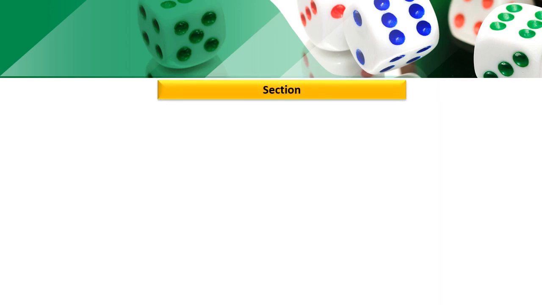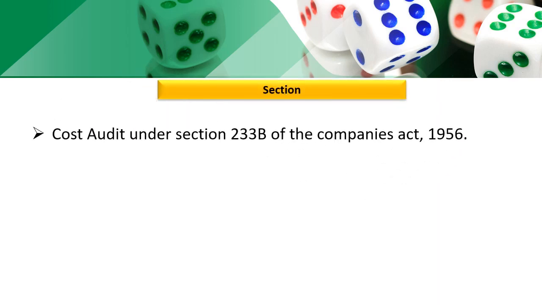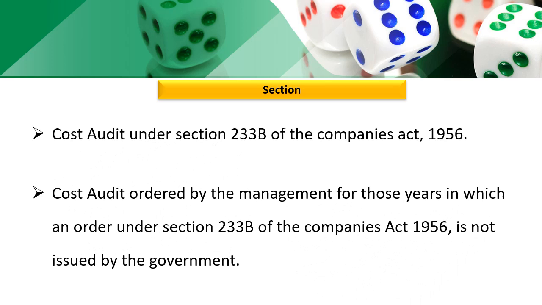Now let us move towards the section of cost audit. Cost audit is undertaken under section 233B of Companies Act 1956, and cost audit can be ordered by the management for those years in which an order under section 233B is not issued by the government. Under section 233B of the Companies Act, powers are given to the government to order cost audit for certain kinds of companies. For other companies, it is not compulsory, and they can have their cost accounts audited on the order of their management.